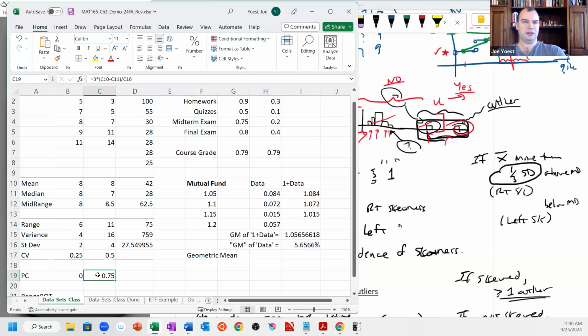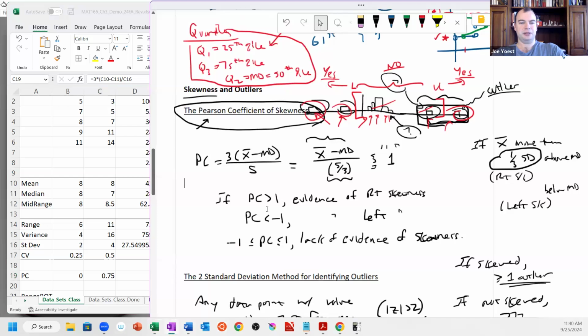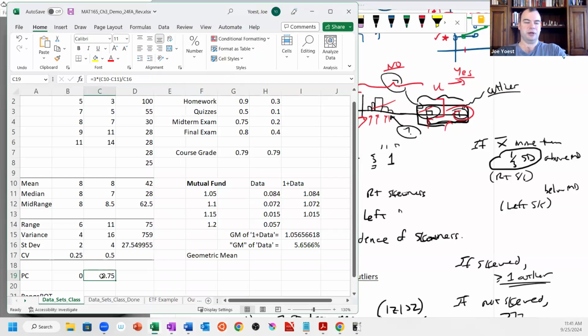A little bigger than 0, but it's not bigger than +1. It's not high enough to be evidence of right skewness. The mean of 8 is a little bigger than 7. Even the mid-range is a little bigger than the mean, right? But the Pearson coefficient says they're not far enough apart for us to consider this evidence of right skewness.